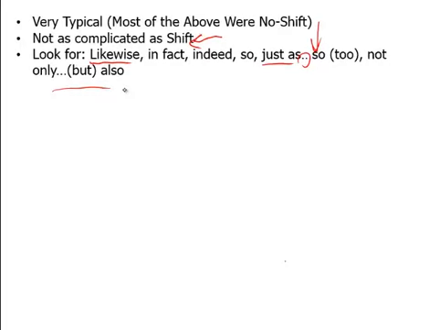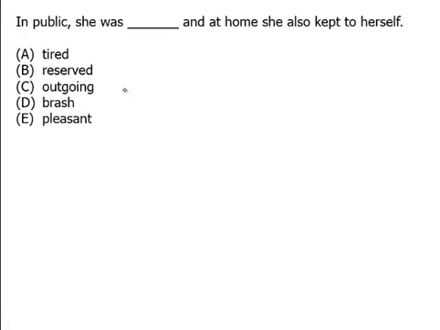So to give you an example of the difference between a no shift and a shift sentence, let's just take some very basic sentence. You're starting with: in public, she was blank, and at home she also kept to herself. So what's important here is the "and." There is no contrast. So in public, she's the same way she is at home. She keeps to herself. She is someone who is reserved, not outgoing or brash, which is speaking your mind in an obnoxious way. Tired doesn't quite fit the context.